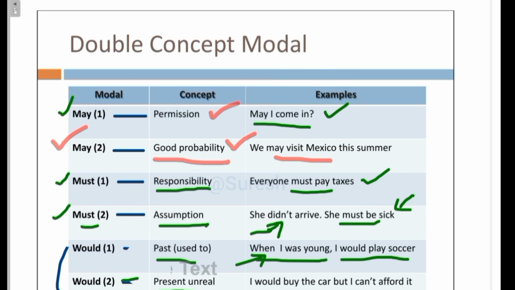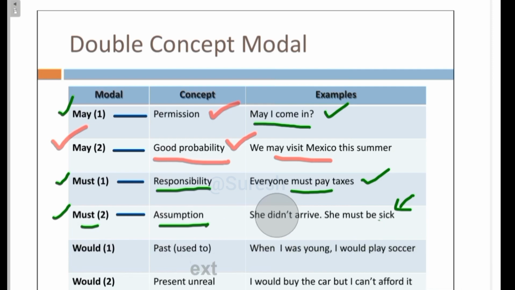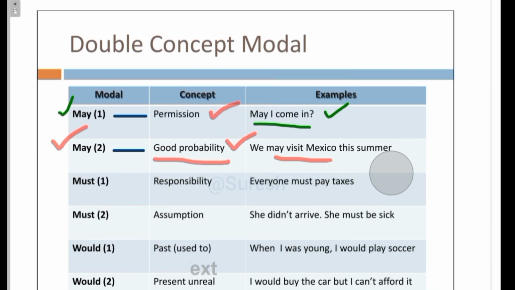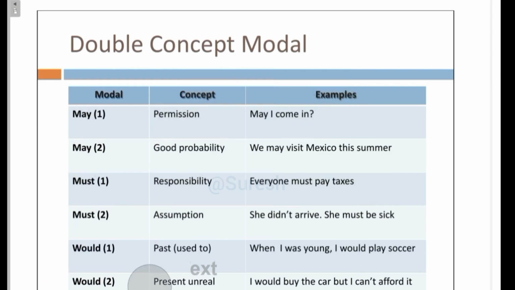You have to be very particular about the rules, right? While making sentences, even if you are writing or speaking to someone, you must use them in the correct way, so that the listener will also understand very clearly. So what is the second concept? It tells about present unreal, right? I would buy the car, but I can't afford it. See, what is present unreal? I would like to buy the car, but I can't afford it. That is a present situation, right? So the second way of using would.